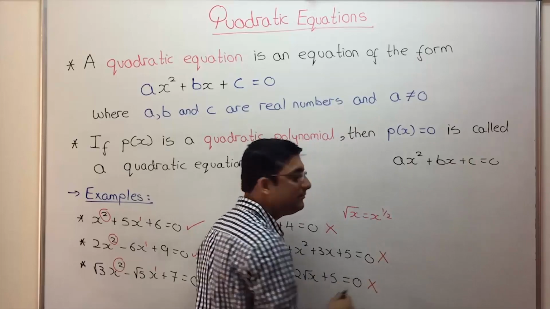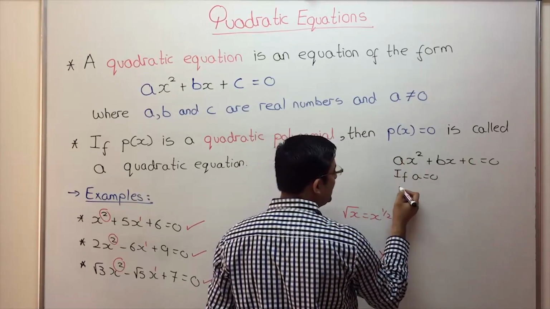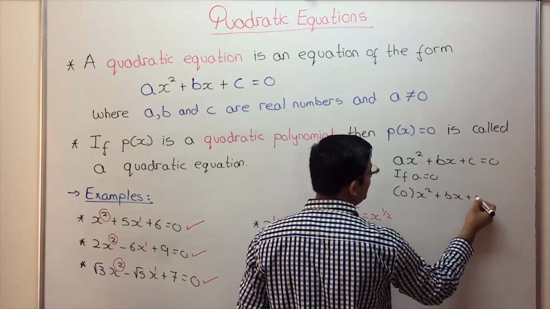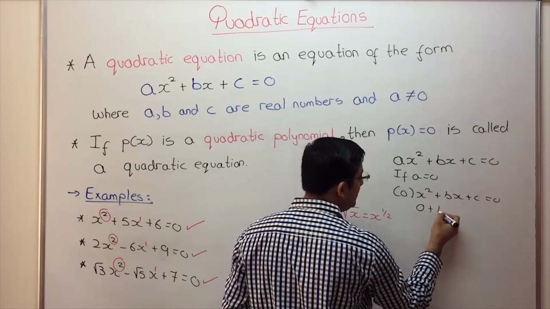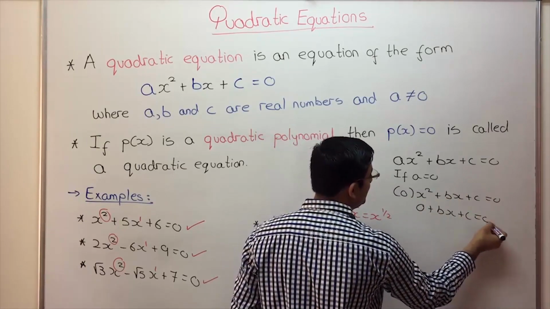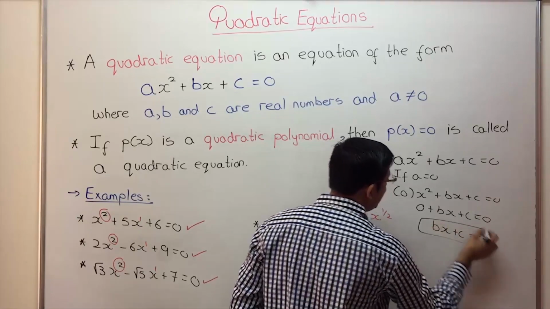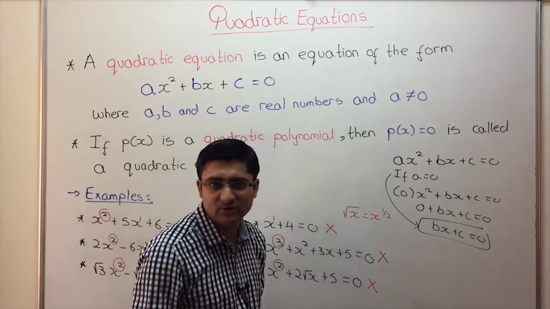Now what will happen if a becomes 0? So if a is equal to 0, replace a by 0. So 0 into x squared plus bx plus c is equal to 0. 0 into anything is 0. So we simply have 0 plus bx plus c is equal to 0. Therefore bx plus c is equal to 0. So see, if a is equal to 0, what will this equation become? bx plus c is equal to 0.